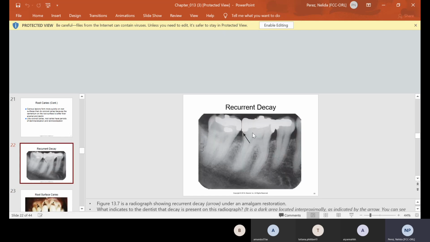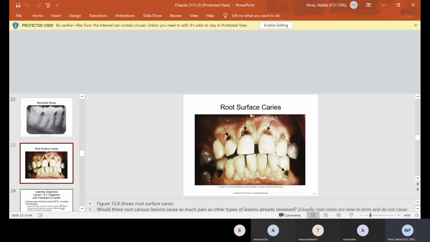Now here, recurrent decay. Recurrent decay is when you already have a filling. In this case, they're showing an amalgam filling. And in the interproximal area, the areas where you would floss, there's recurrent decay underneath that filling. In order to get to that decay, that filling would have to be removed. The arrows indicate a dark area. Now, root surface caries look like this. Of course they're on the root. This is the crown or coronal portion of the tooth. And now this is the root.